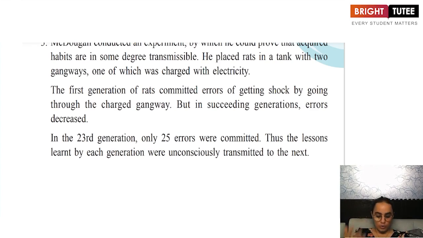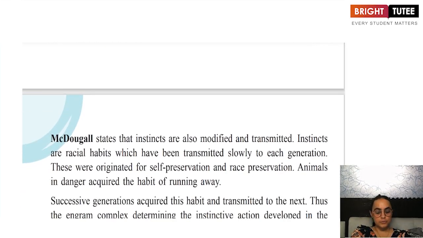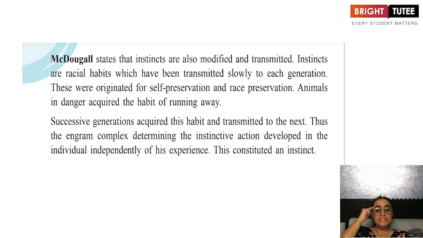So basically, only the good or the favorable aspects are transmitted, and the errors that are committed by the parents keep on getting filtered and are forwarded or transmitted in a very reduced number. Now, according to McDougall, the instincts of the parents, you know, the brain waves, the ideologies of the parents, they also are transmitted to the offspring.